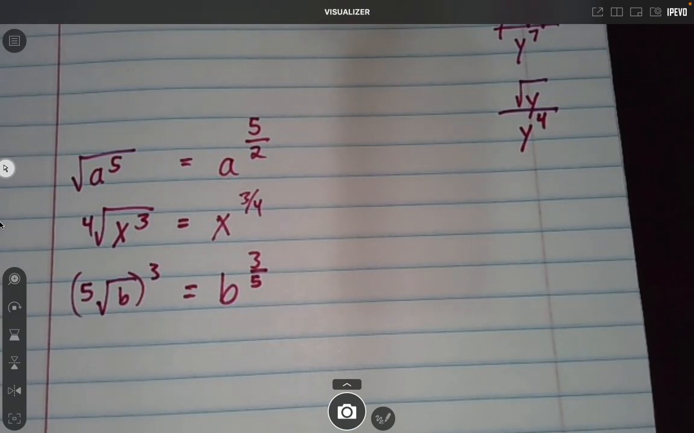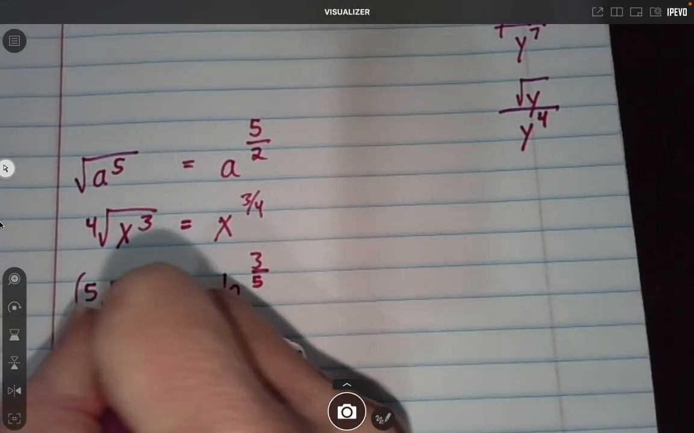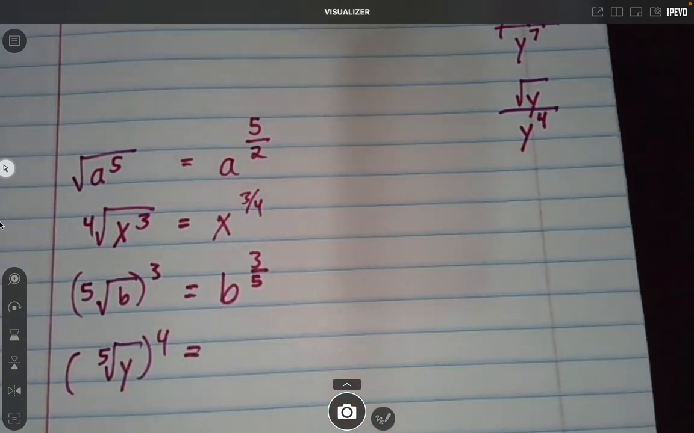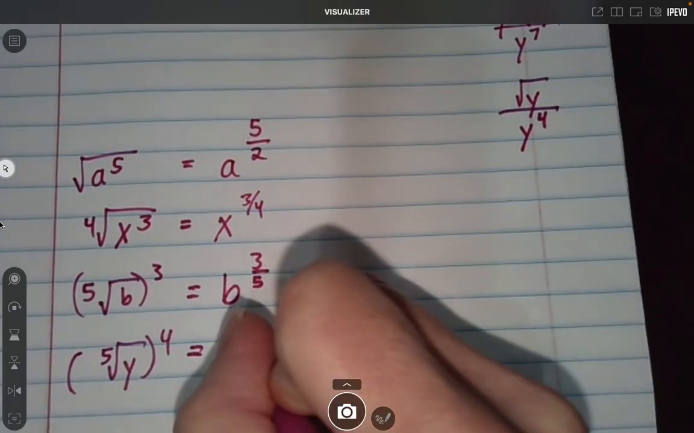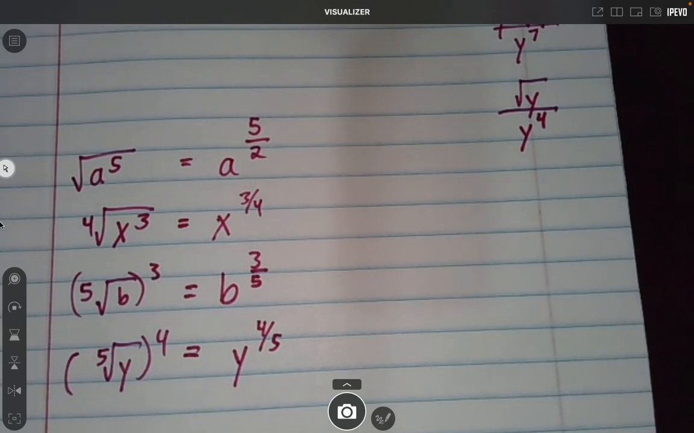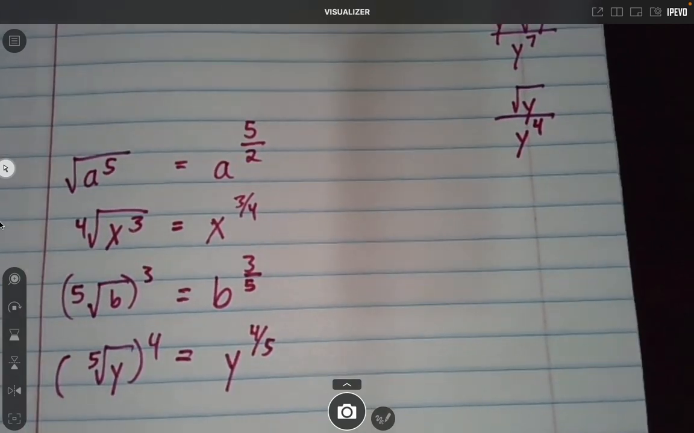Okay, I'll do one more like the second one. If they had the 5th root of y to the 4th, what's that one going to say? Y to the 4/5. Yep. So see, those to me are a little bit easier. Good. Okay, let's see what else I have.